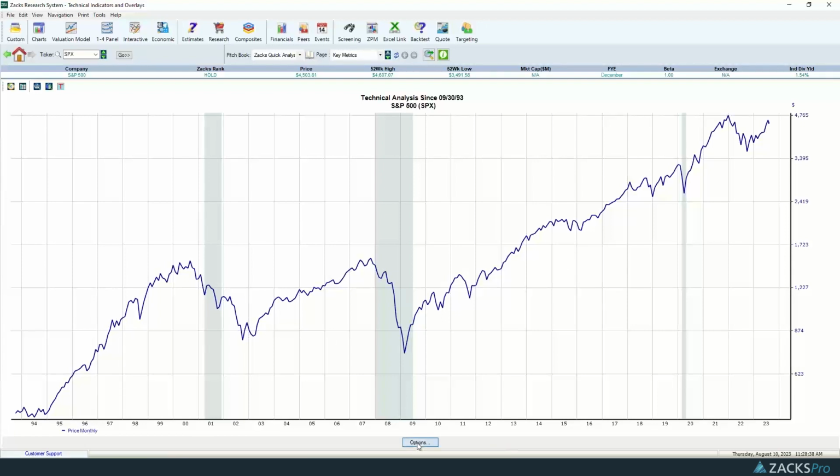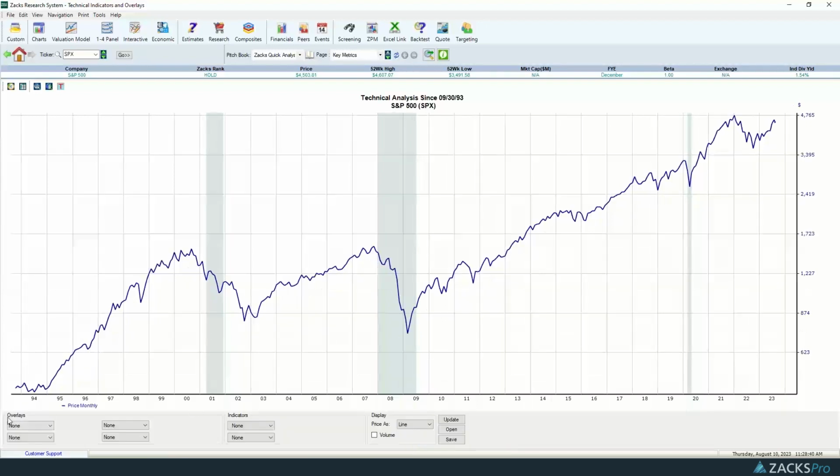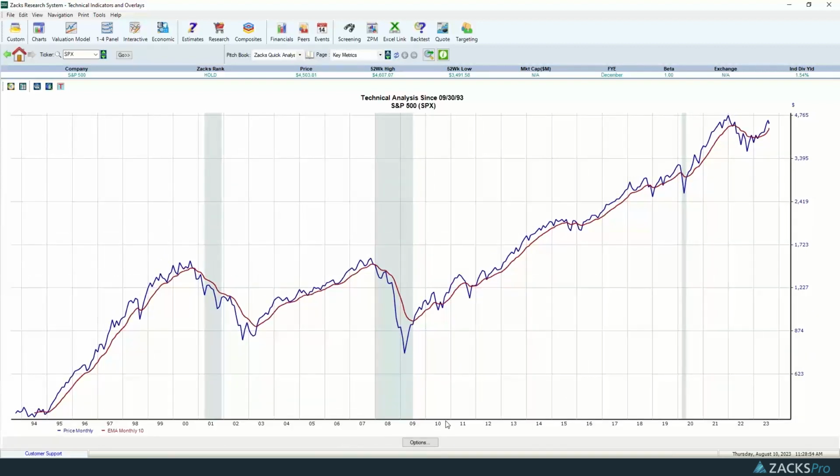And what I'm going to overlay here is I'm going to go down to options and we'll click on overlays. And I'm going to select this exponential moving average, and enter in 10 over here. Now, I'll click update and that will add that. So this is a 10-month moving average of the S&P 500 over time.